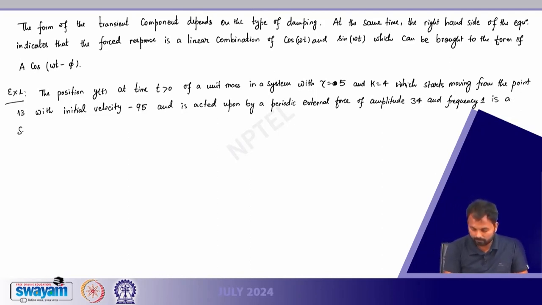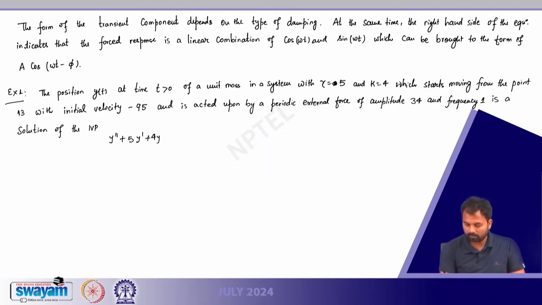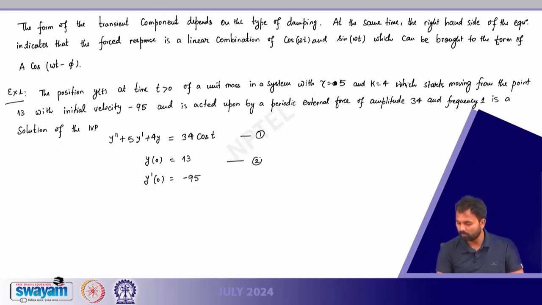Is a solution of the initial value problem y double dash plus 5 y dash plus 4 y is equal to, so we have k as 4, so that is 4y, we have gamma as 5, and then on the right hand side our f0, so that is given by 34 cos t, and y at 0 is equal to 13 and y dash at 0 is equal to minus 95. So, let us call it equation 1, 2 and 3.